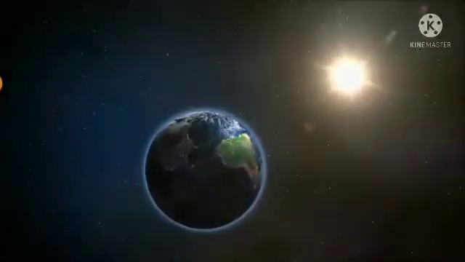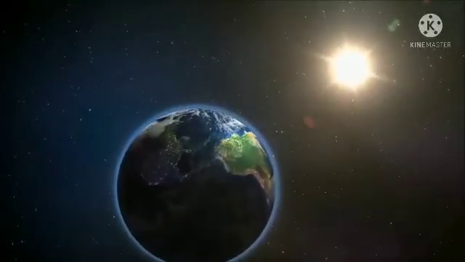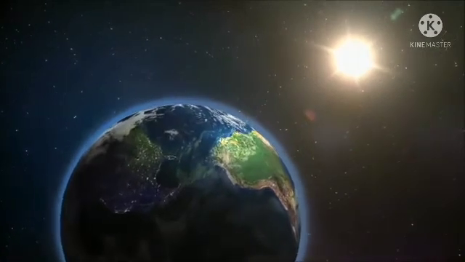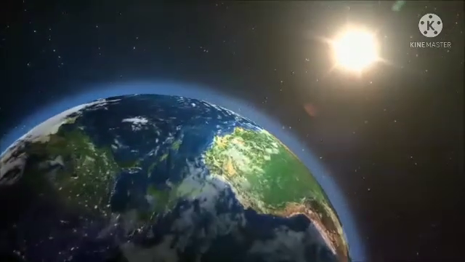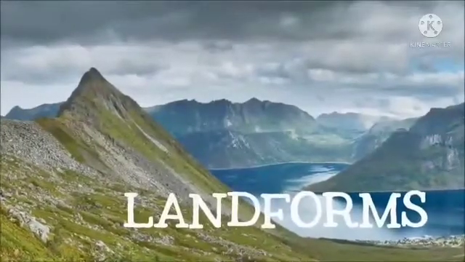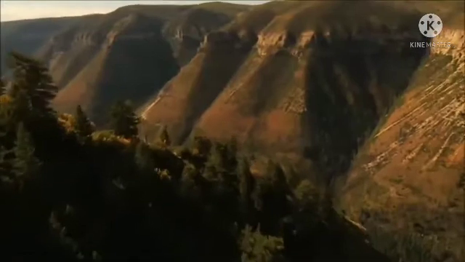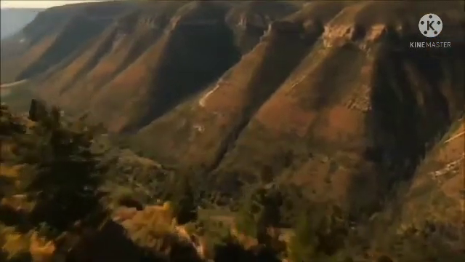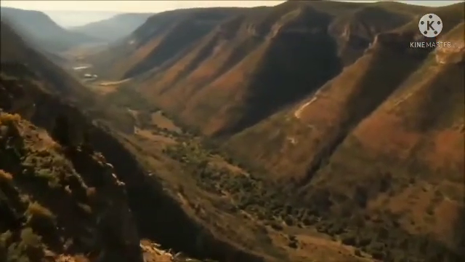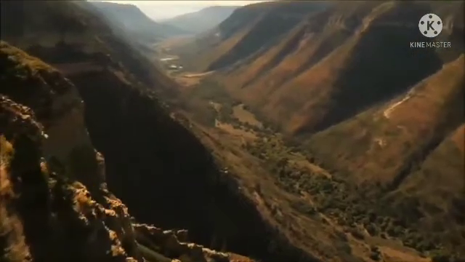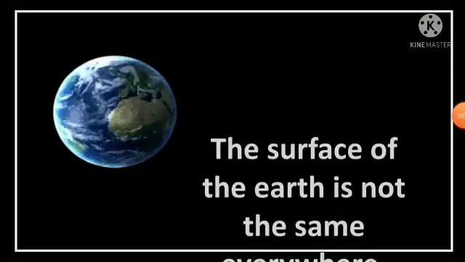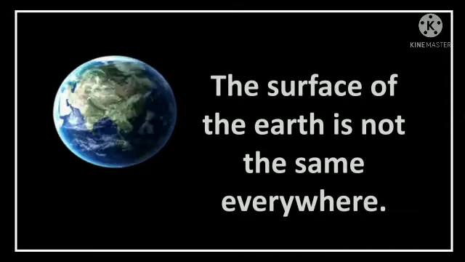The surface of the earth is covered with land and water. There are special names for different types of natural features or landforms on the earth. So, let's explore the different types of landforms in this lesson. The two mass landforms are continents and oceans.